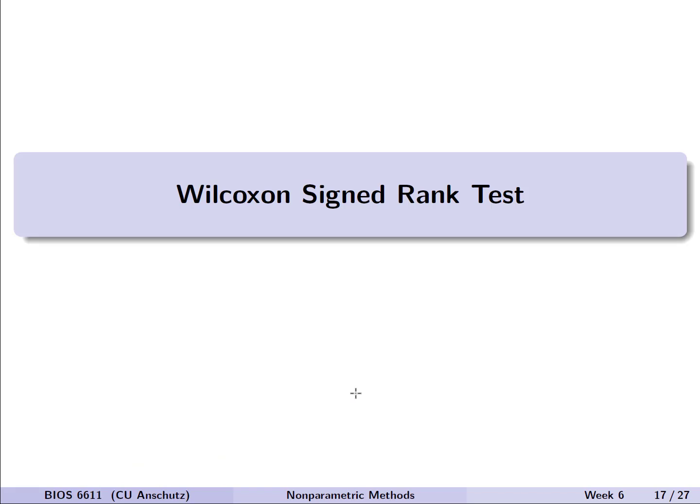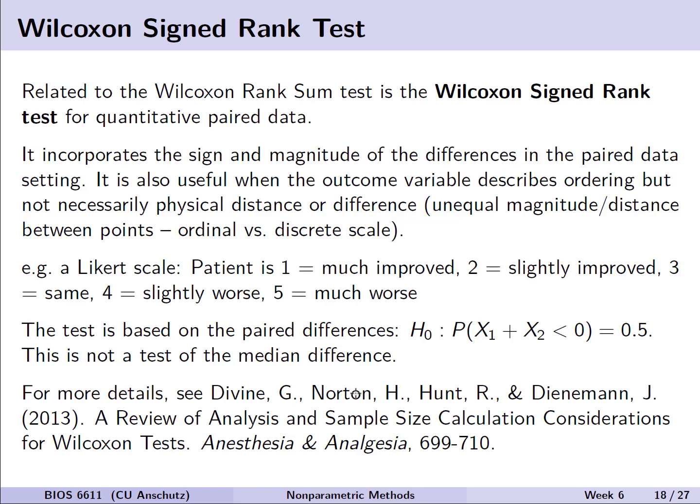So let's briefly introduce the idea of a Wilcoxon signed rank test. This is related to our Wilcoxon rank sum test we just discussed, but it's for quantitative paired data. What it's going to do is incorporate the sign and magnitude of the differences in our paired data, and it can also be useful if the outcome variable describes ordering, but not necessarily some form of physical distance or difference.